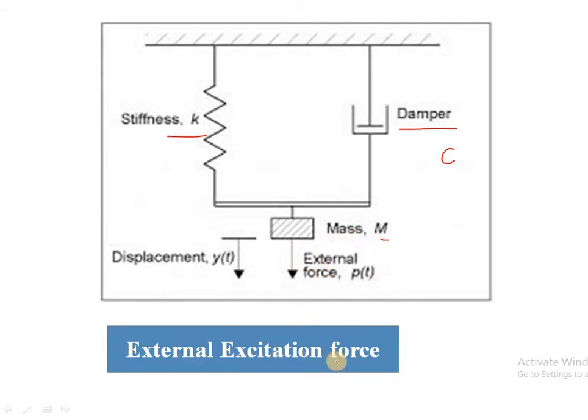Now the external excitation force, as we are saying, is harmonic, so it is given by F0 sin omega t, where F0 is the magnitude of external exciting harmonic force, which is in Newton, omega is circular frequency of external excitation, and t is nothing but the time. So the external excitation force is given by F0 sin omega t.